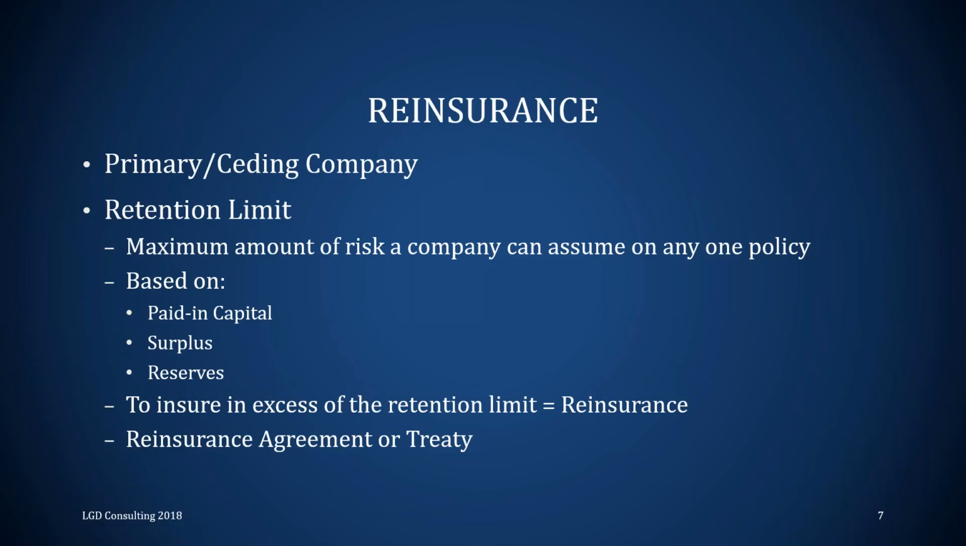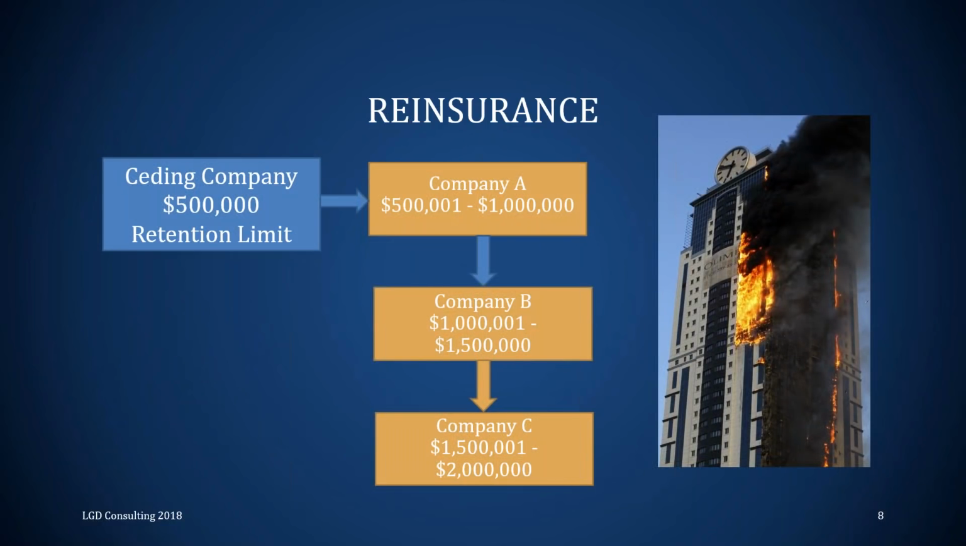So the original company doesn't want to give up on that business, and so they're going to share it with other companies. Okay, and so here's what we have here. Company A picks up a little excess. I've got actually a little $2 million policy where the first company takes some of the $500,000, and then they share the rest with these other companies.